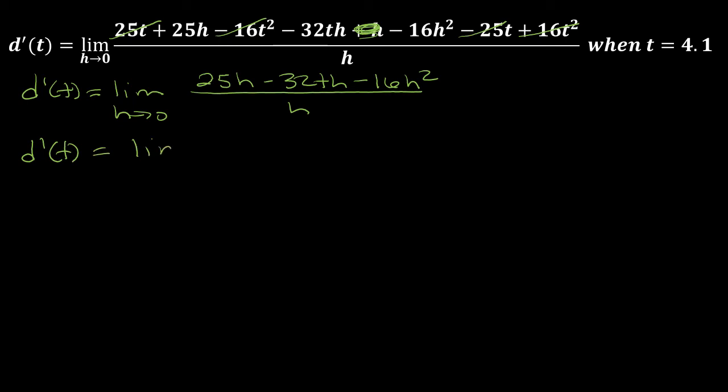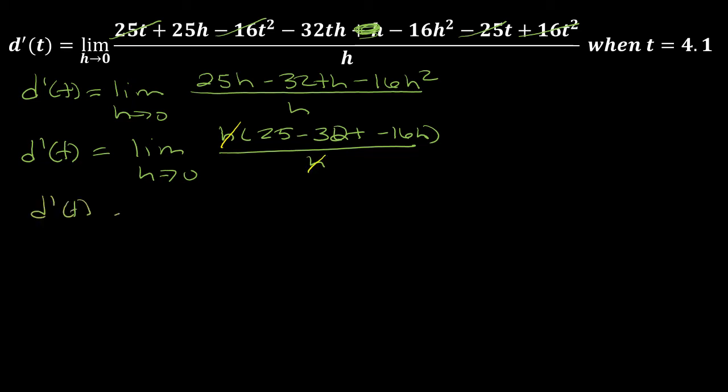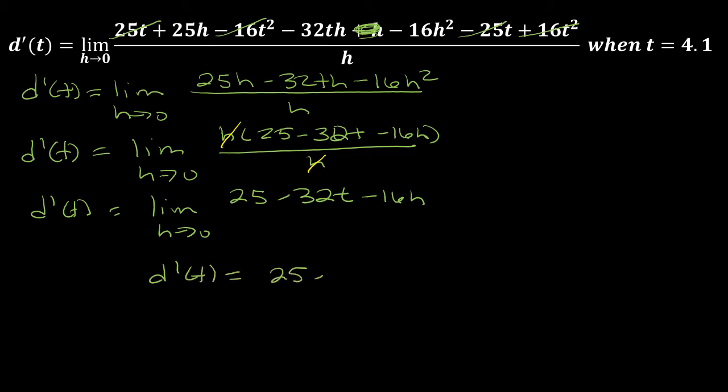This is probably faster for you to do on your own instead of listening to me. So those of you who actually need to factor out the GCF, some of you can do this in one step without showing the GCF, and that's fine. So 25 minus 32t minus 16h. At this juncture, the h's cancel, and we have d prime of t equals the limit as h approaches 0 of 25 minus 32t minus 16h. If I put 0 in for h, I am left with d prime of t equals 25 minus 32t.